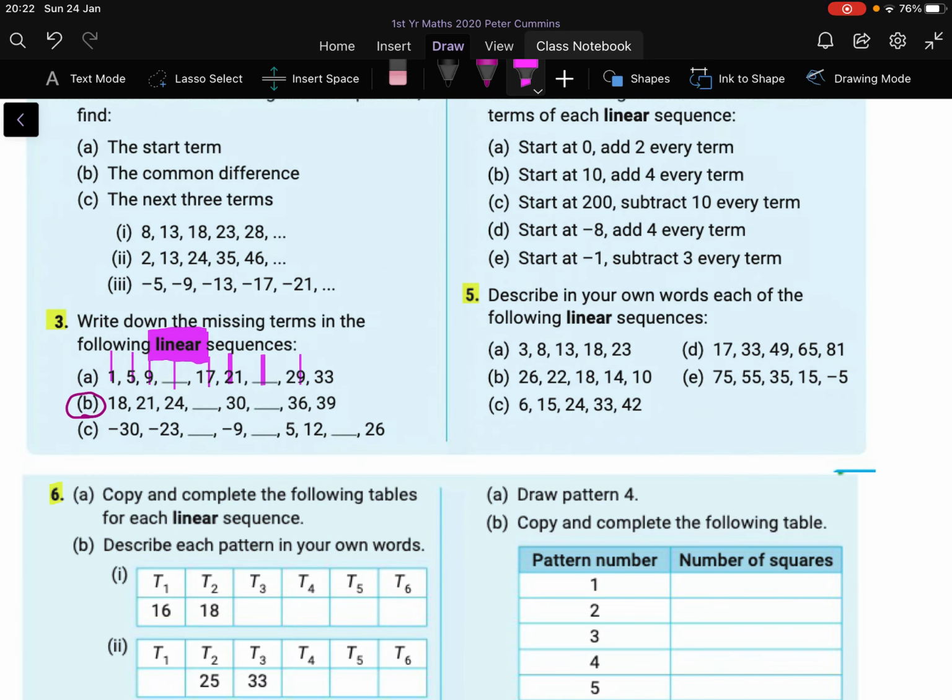So if I go to B, the first term I'm looking at is 18, then it goes to 21, then it goes to 24. I can be fairly sure I'm going to add. What's the difference between them? It's going to be 3, isn't it? So I'm going to keep going, 27, add 3 to 30, add 3 again to 33, and so on and so forth. So I'm just going to fill in the missing numbers. You do the same for all this. I think part A you're adding 4 every time, and part B you're adding 7 every time all the way along, plus 7 plus 7. And I'll show you where the solutions are in a sec.